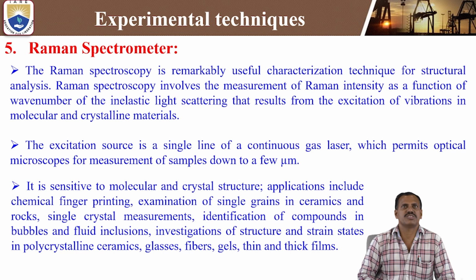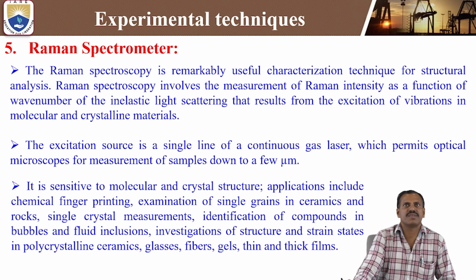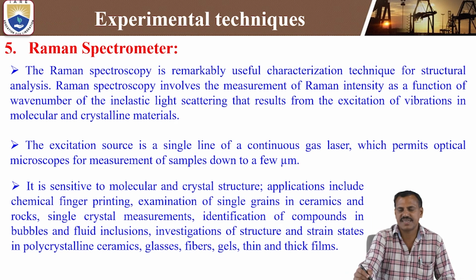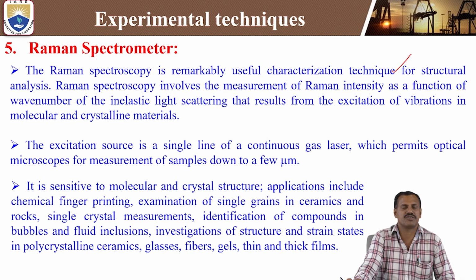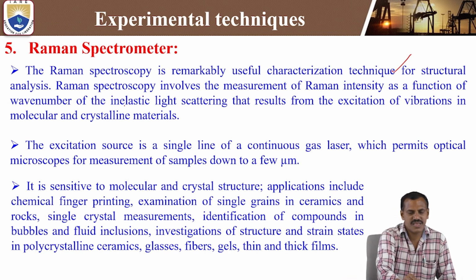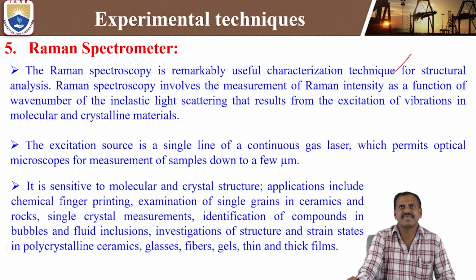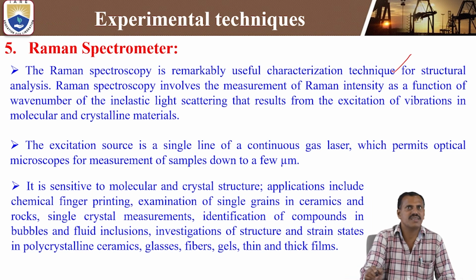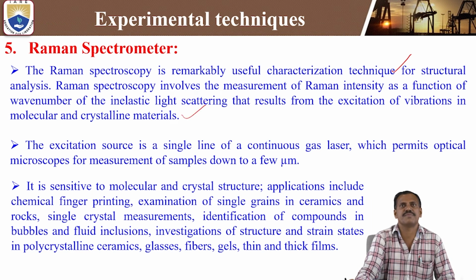Next, the last one is the Raman spectrometer. The Raman spectrometer is a remarkably useful technique for structural analysis. So the Raman spectrometer we are going to use for structural analysis purposes. Raman spectroscopy involves the measurement of Raman intensity as a function of wave number of the inelastic light scattering that results from the excitation of vibrations in molecular and crystalline materials. For structural analysis purposes, we can measure with the Raman spectrometer.